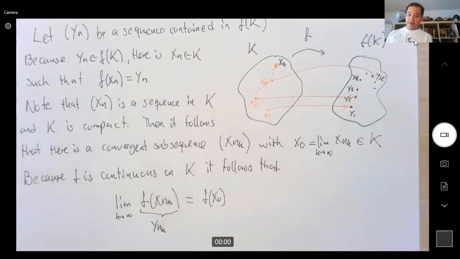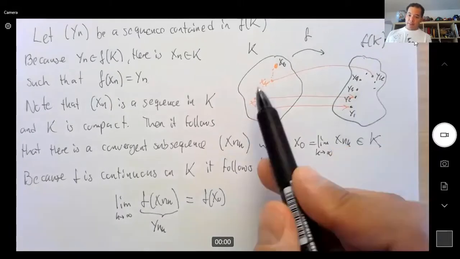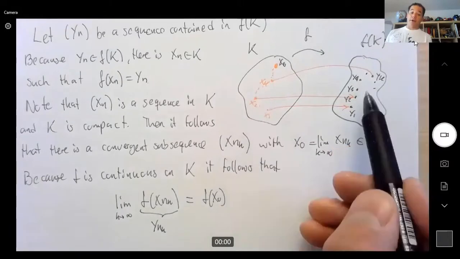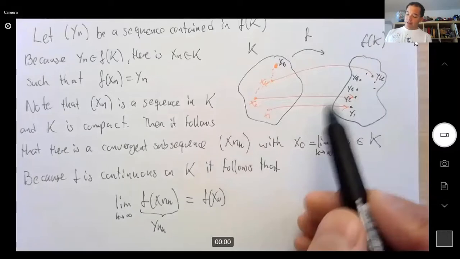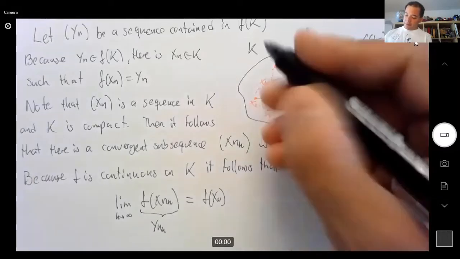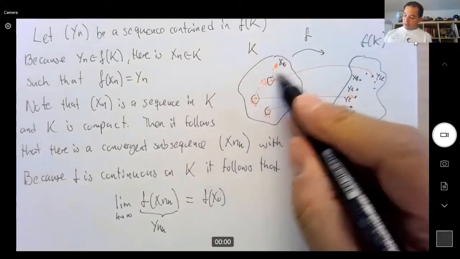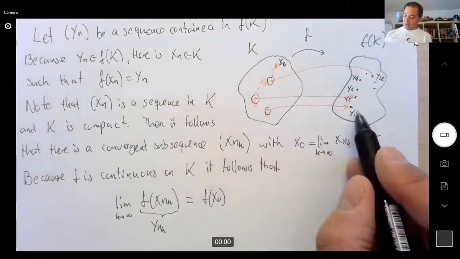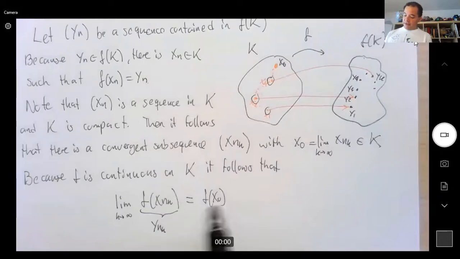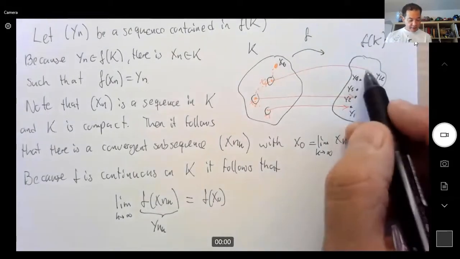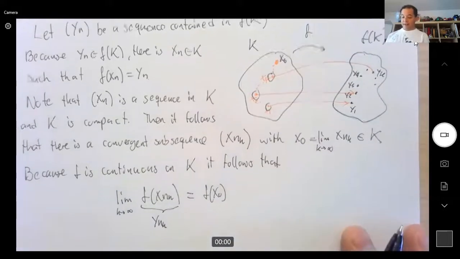The x's were the points over here that were mapped here, at least one of them. We got a subsequence here, so maybe you only pick a few of these. And then when we send them over here, we know that these guys are convergent and they converge to some point that also belongs to f of K. We are done, right? Look at what we did.